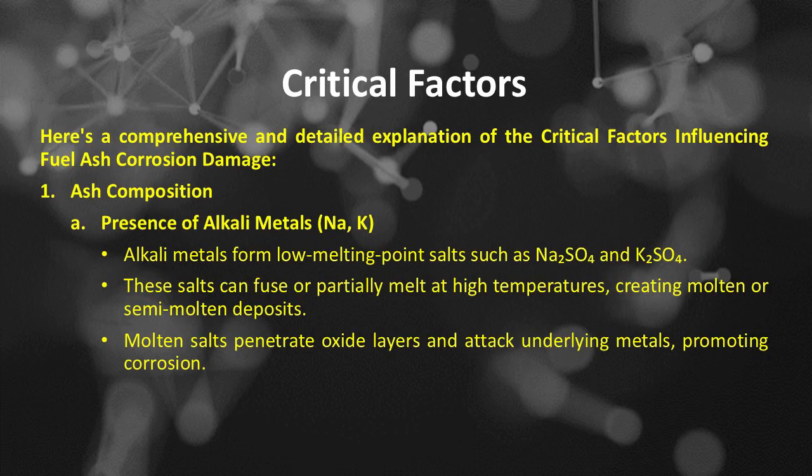Number 1: ash composition. Number A: presence of alkali metals, Na, K. Alkali metals form low melting point salts such as Na2SO4 and K2SO4. These salts can fuse or partially melt at high temperatures, creating molten or semi-molten deposits. Molten salts penetrate oxide layers and attack underlying metals, promoting corrosion.